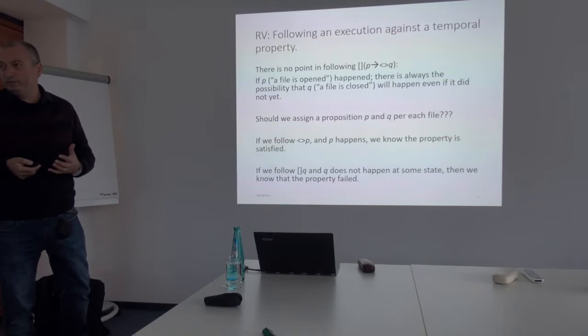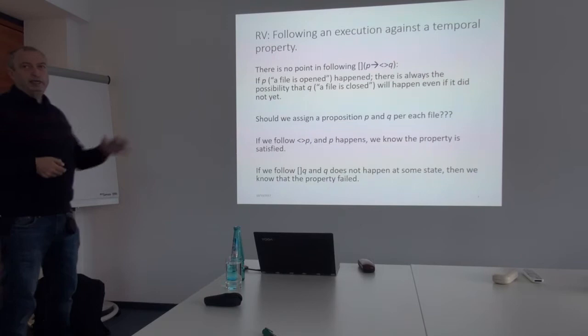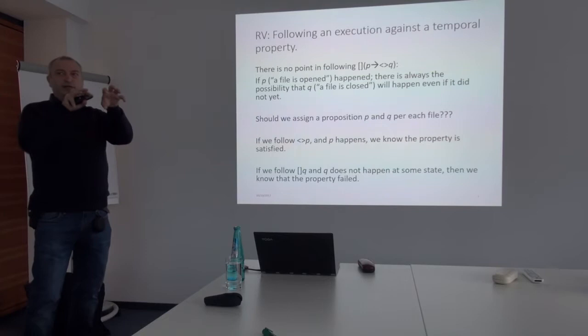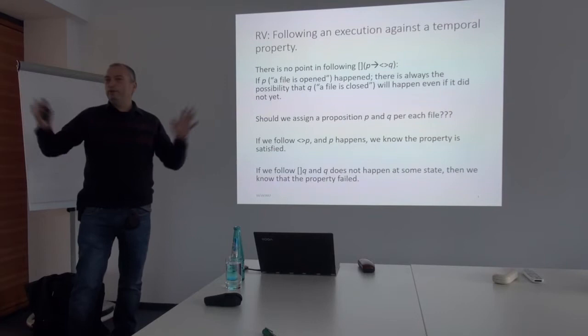Okay, let's look at this property. Now this is going to be kind of more positive than this example. I want to follow this property, eventually P, and I'm going to follow events. I instrumented the code such that my runtime verification environment gets information from every state about where the P happened. And once P happened, then I know that it is satisfied. I can go home. I don't have to do the runtime verification anymore. I'm done.